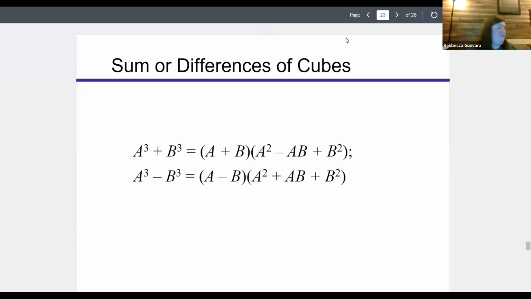All right. And our last one here is a sum or difference of cubes. So if we have a cubed plus b cubed, and we're not going to demonstrate how this works, you're just going to believe me, that factors into a plus b times a squared minus ab plus b squared. If it's a difference, a cubed minus b cubed, then notice that these two symbols change. We get a minus b times a squared plus ab plus b squared.